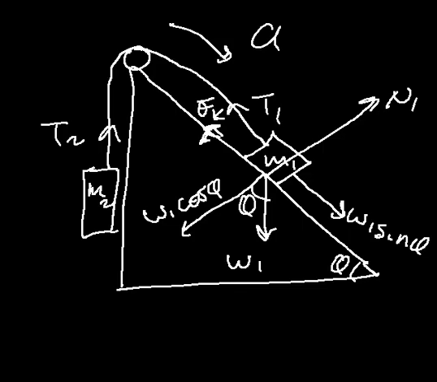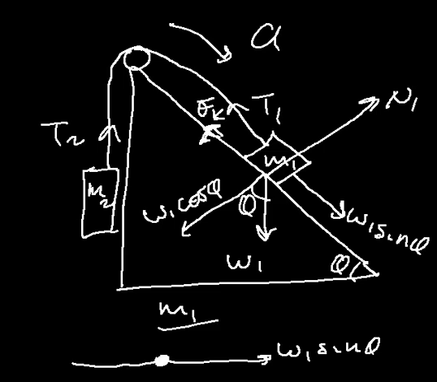Now let's start with the analysis. So have it as m1. What are the forces acting? We have the force which is acting in the direction of the motion, which is the weight 1 sin theta. And then we have the tension force 1, which is acting against the direction of the motion. And I will also have another force, which is a friction force, which is also acting against the direction of the motion.